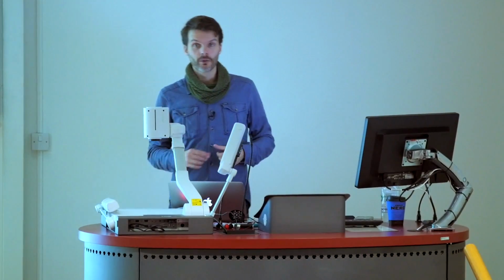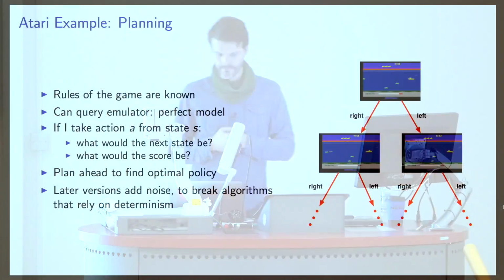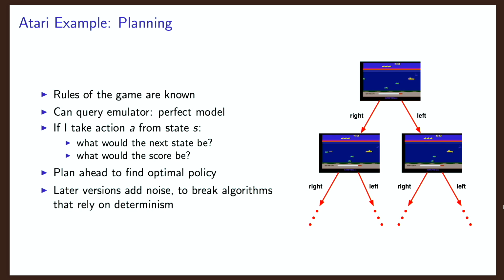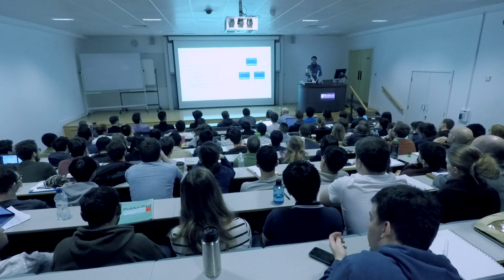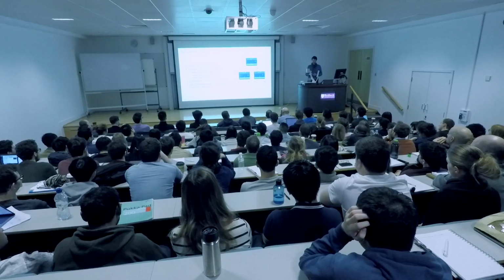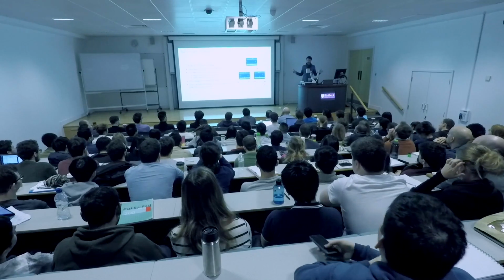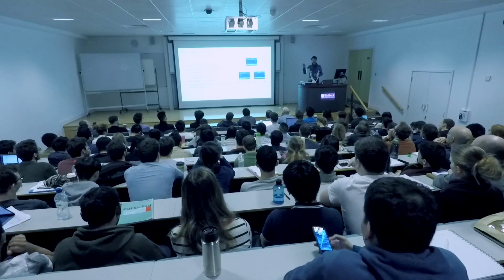In Atari, you could also plan, assuming that the rules of the game are known. In that case, you could query the model, and in each state, you could just take all of the different actions, see what all of the next states are, and then see what the reward along the way was. And then you could build this huge tree and just plan search within that tree.